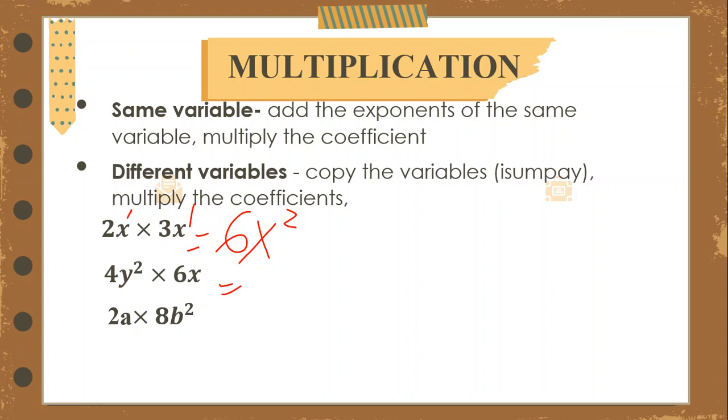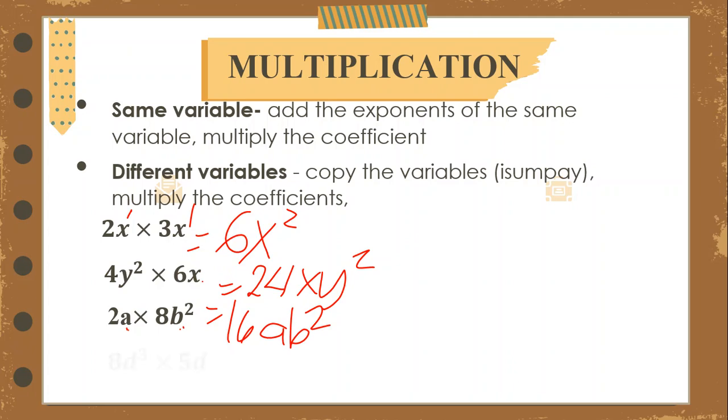So next, 4y squared times 6x. 4 times 6 is 24. Can we add the exponents of the variables? No, we can't add the exponents since the variables are different. So x, y squared. Next, 2a times 8b squared. 2 times 8 is 16. Can you add the exponents? No, you can't. So, ab squared is the answer.